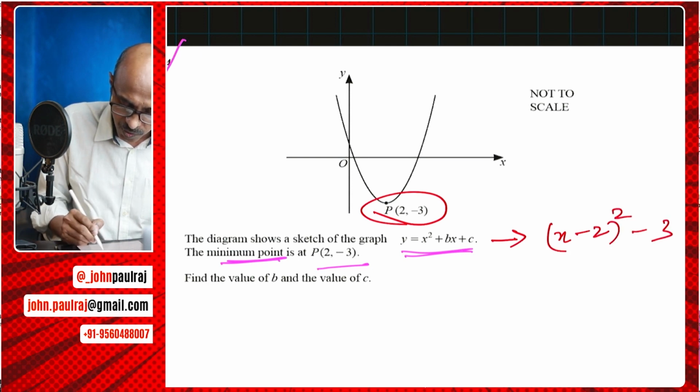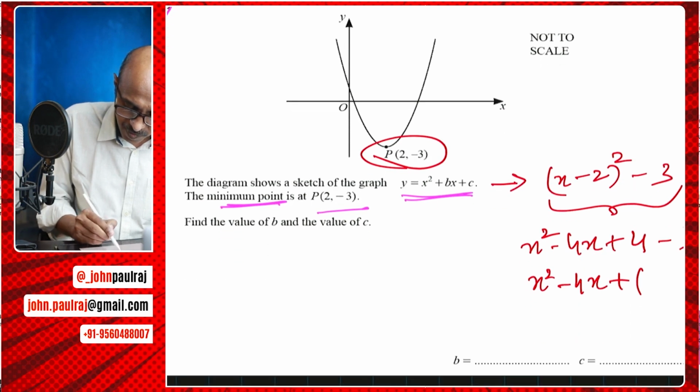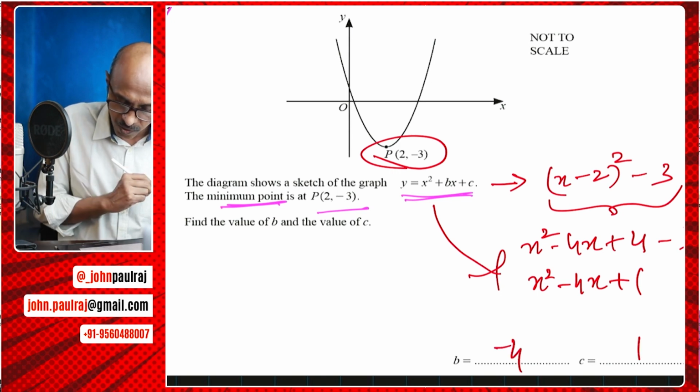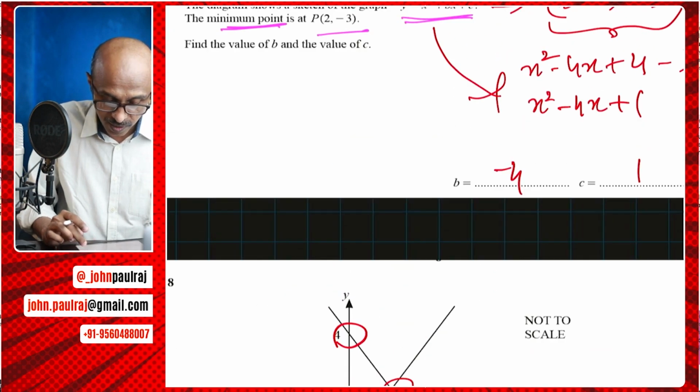All right, so if you were to expand this and say this is going to be x squared minus 4x plus 4 minus 3, and then x squared minus 4x plus 1, and that you compare with this equation, you can say clearly that b must be equal to negative 4 and c must be equal to 1. Okay, so questions like that, similar idea you can use for the absolute value function.